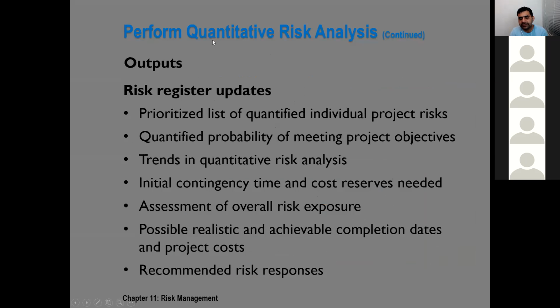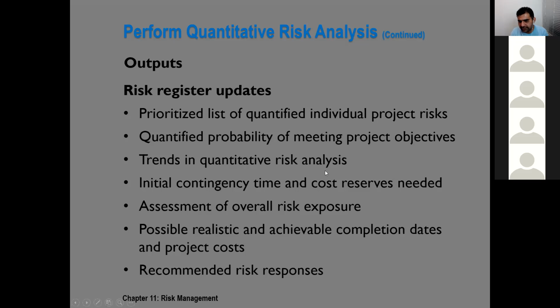Output of quantitative risk analysis is again updated into our living document, that is the risk register. Here we will have the high value risks, top priority risks with their quantified probability and impact. We also can get the quantified likelihood of meeting the project objectives. This project will achieve its objective and the likelihood is 70% or 80%.